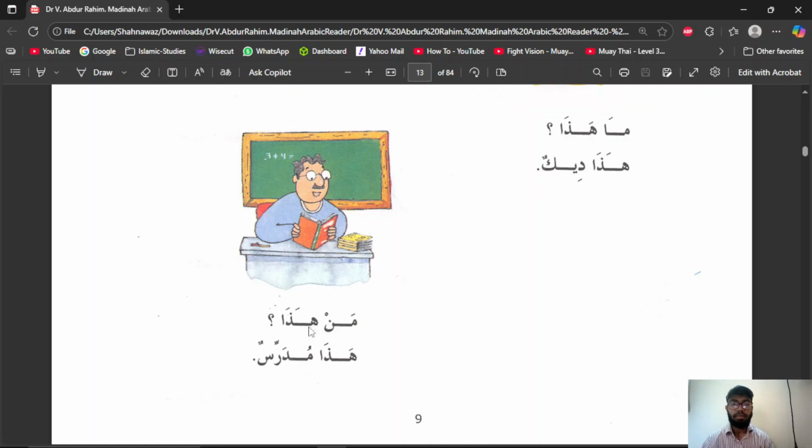Similarly, man hada. You can see there is a blackboard there, and it looks like a teacher is teaching in the classroom. So the teacher in Arabic is called mudarrisun. So the question is man hada, who is this? So we say hada mudarrisun.